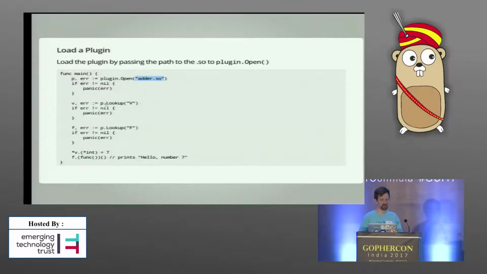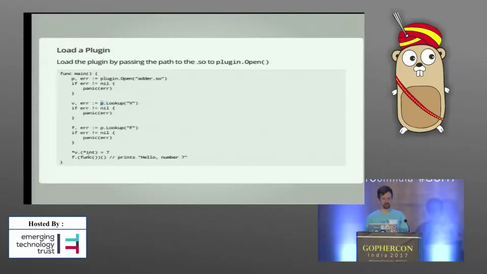And then we can take the returned object, so in this case it's a P, which is a plugin object, and then call lookup on it to actually get the values that are part of our package, right? And these come back as an interface type, which we can then cast into the right types. So down here at the bottom, we're actually casting the V to an int and the F to a function, and so we can assign values to variables and call functions and things like that for our plugin.